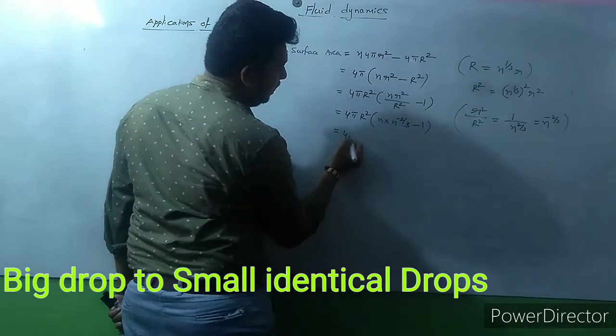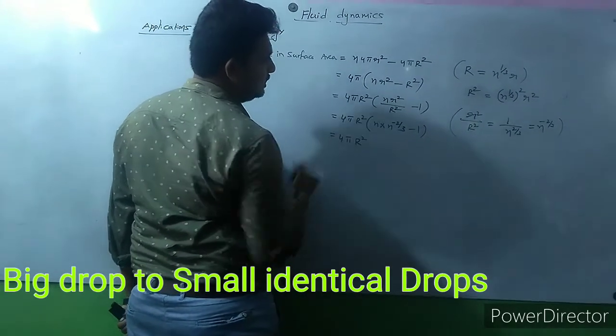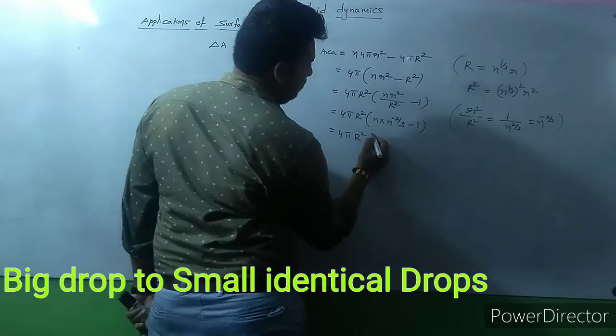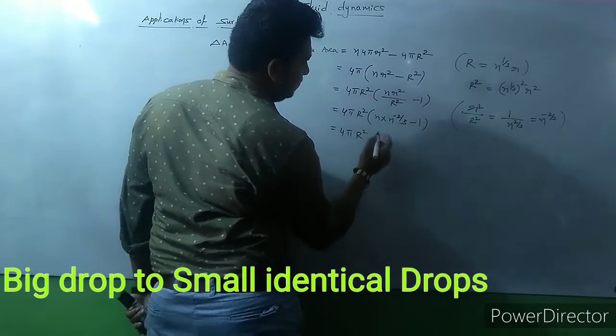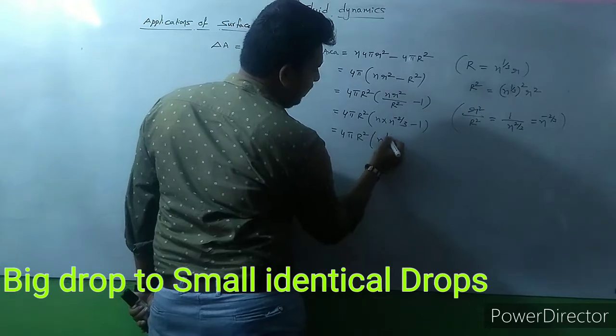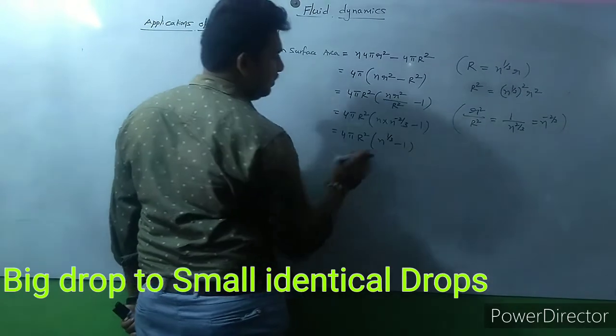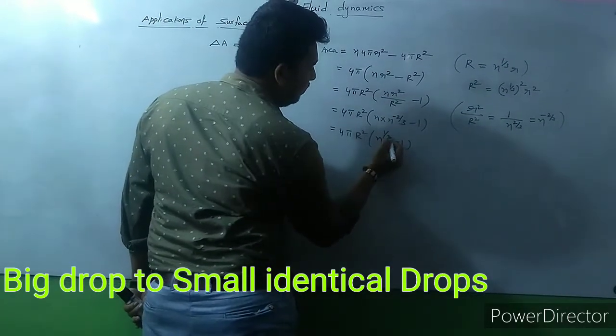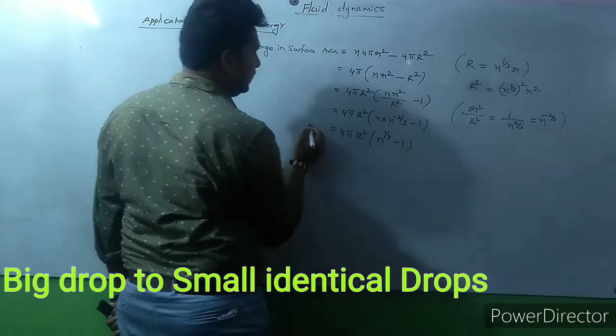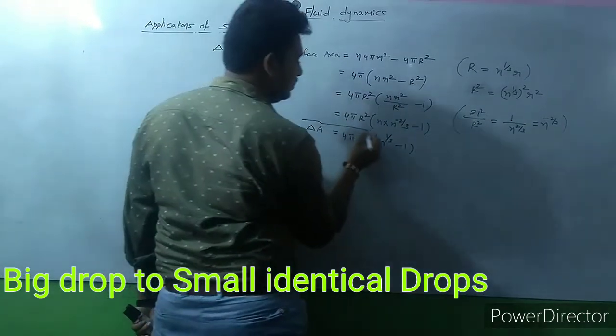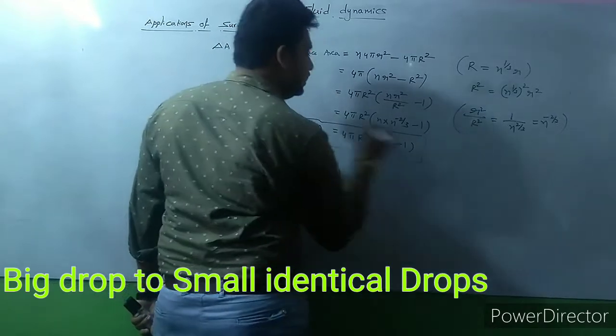That means what we got? 4 pi into capital R square, into n power 1 by 3 minus 1. That is the change in surface area.